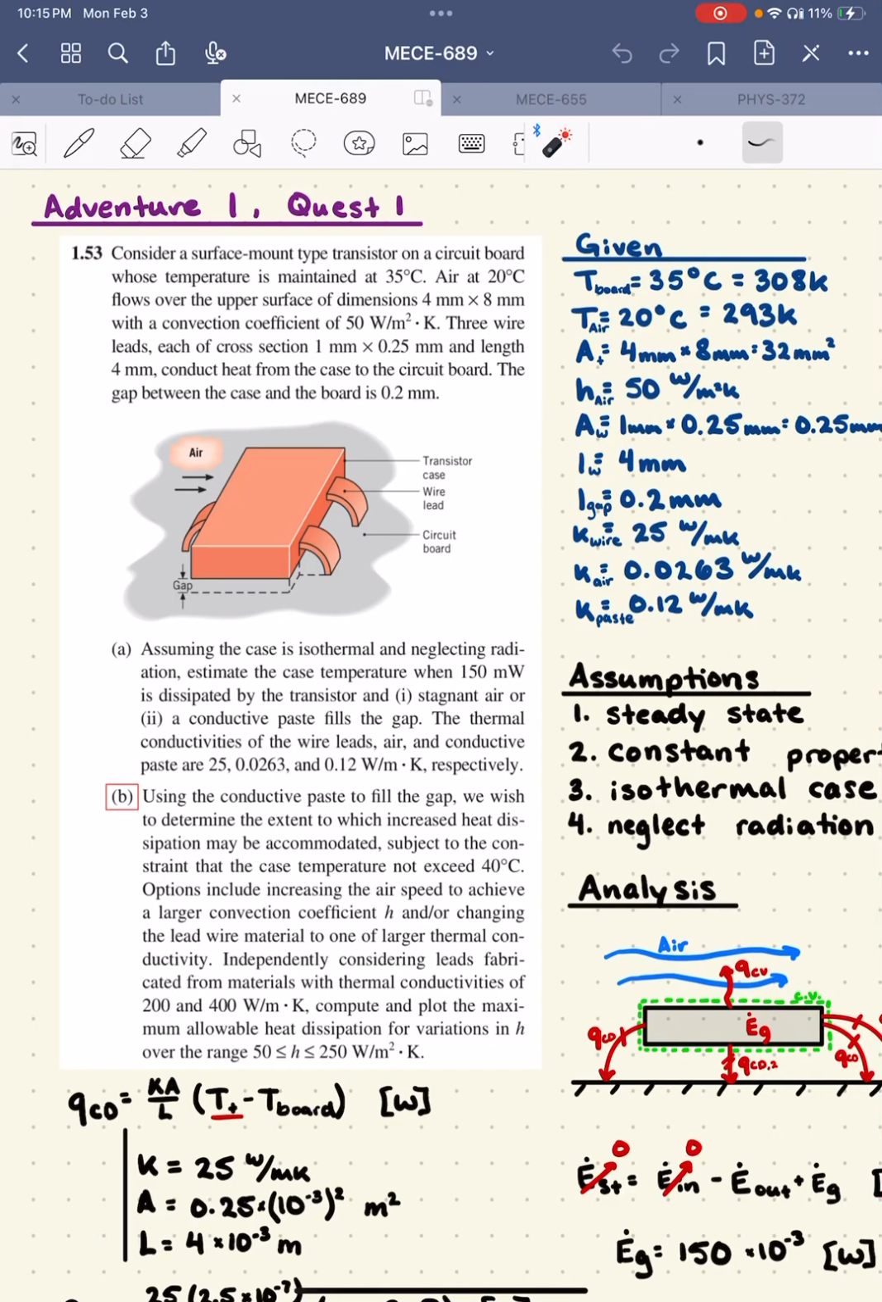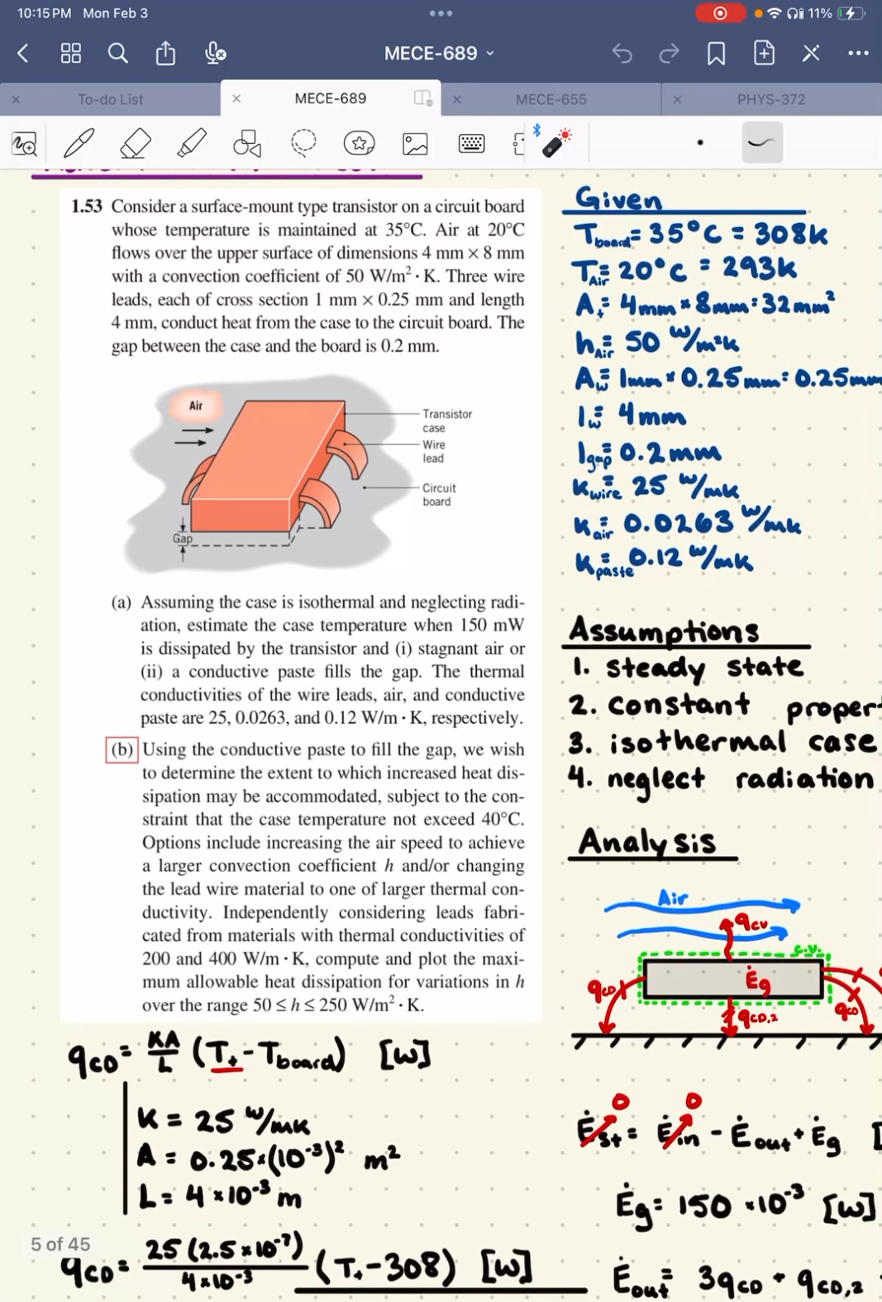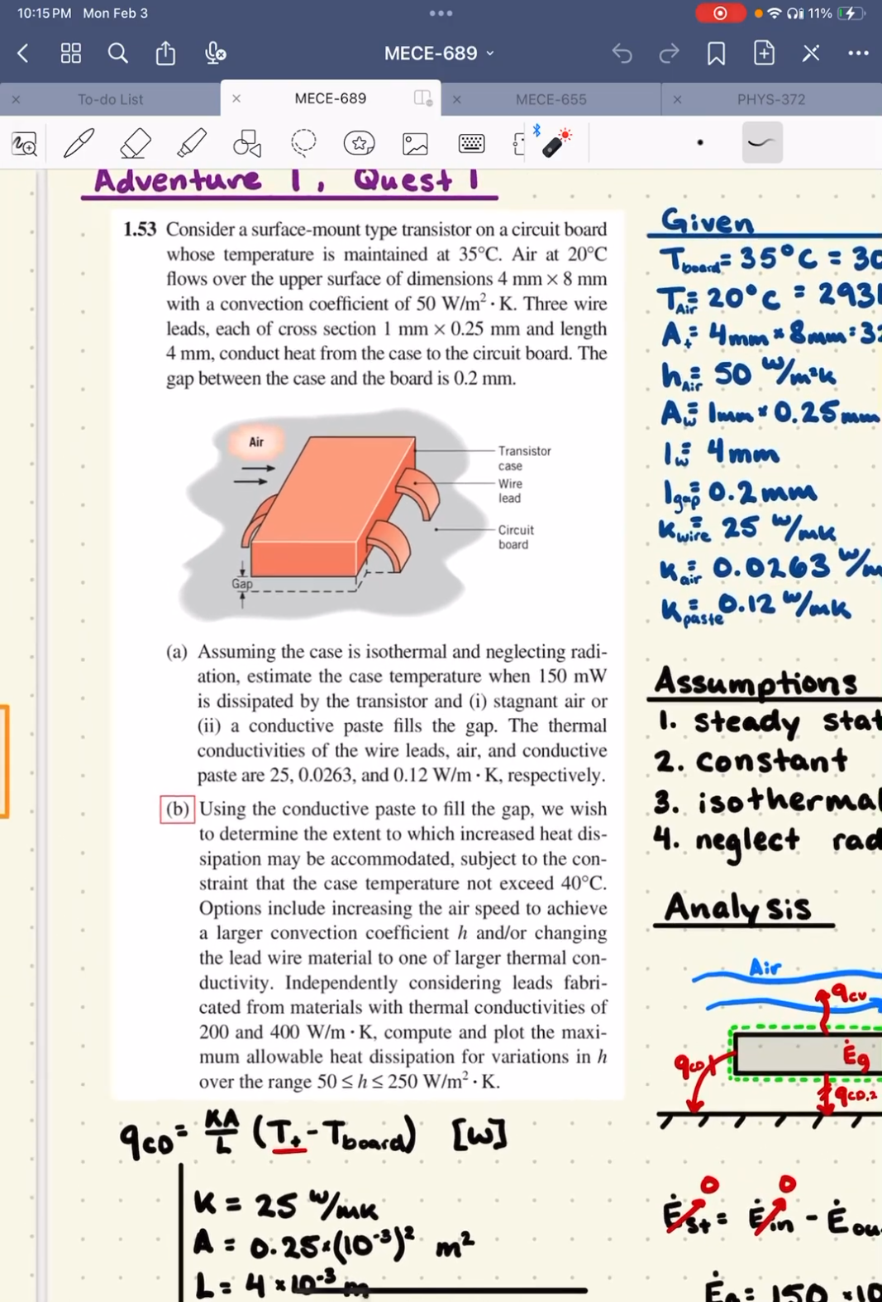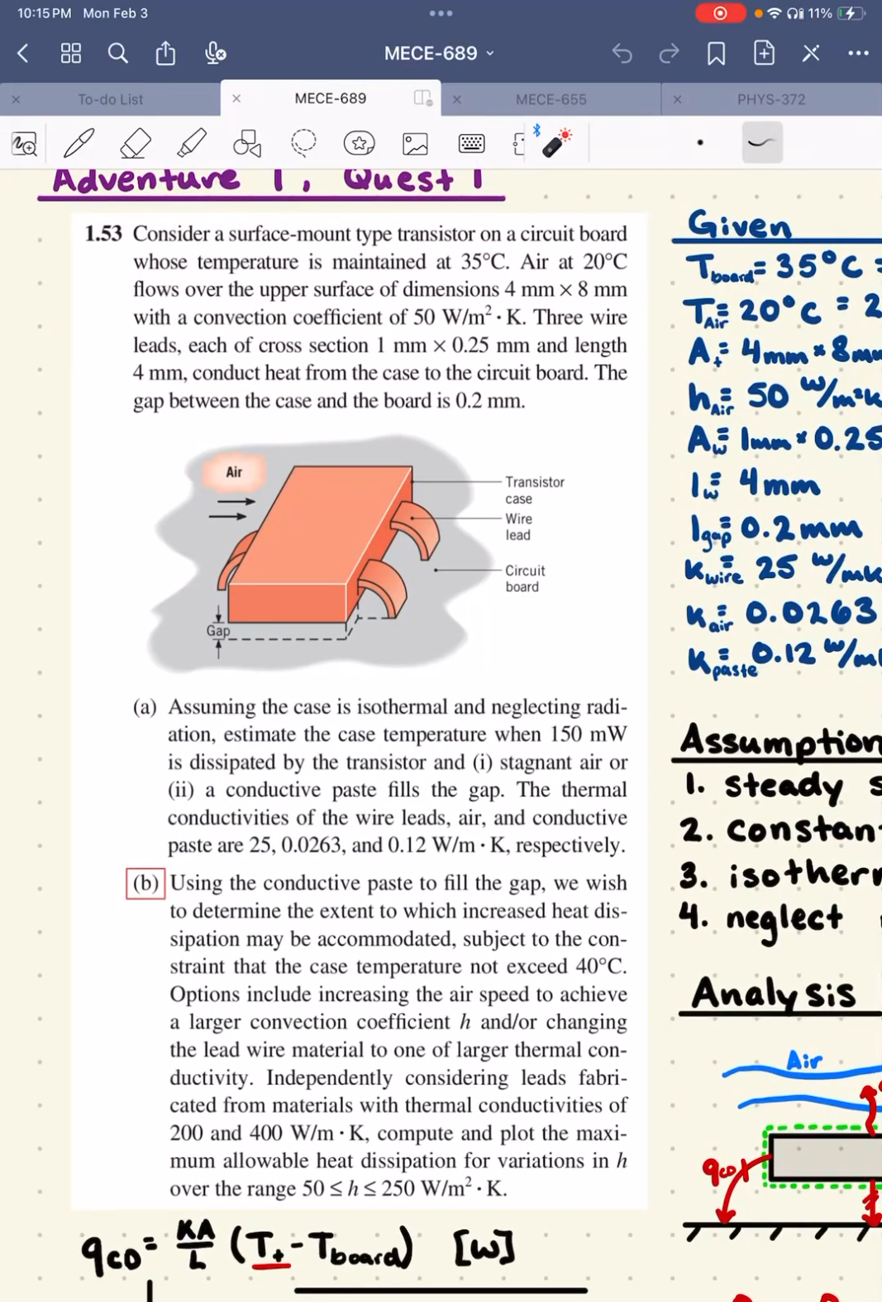Hey guys, we're going to go over question 1.53 in this how-to video. So this is the question here. Essentially, we've got a surface mount transistor. It's on a circuit board, and the board's temperature is 35 degrees C. There's air around it, and it's going to flow over the surface of the transistor itself. And then there's 3 wires coming off of the transistor onto the board.